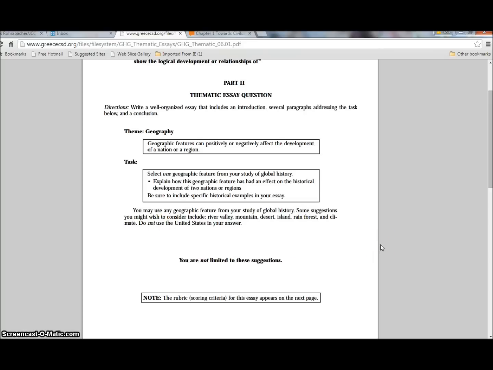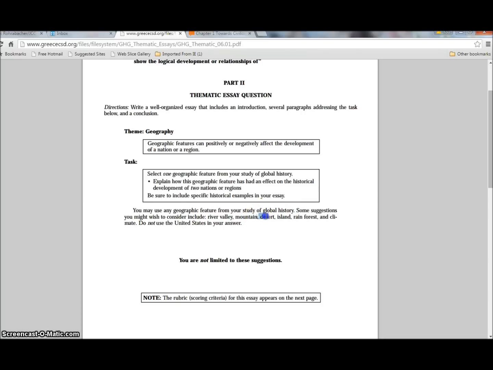Don't pick tundra. I mean, they're listing these things for a reason. These are probably the easiest things that you can write about. So you pick one of these geographic features, not two, not three. You don't get extra points because you're picking multiple ones of these. Nope. Just pick one. And then you got to think of a region, a couple different regions of the world.